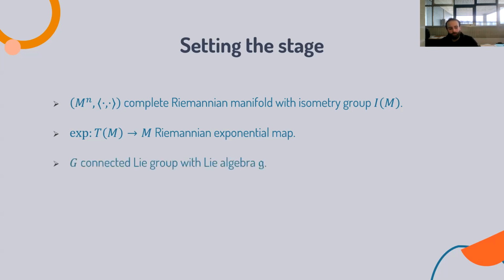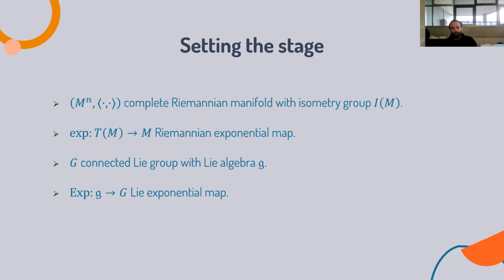We will also be working with Lie groups, which we will also assume to be connected. And for a connected Lie group G, we will call Gothic G its Lie algebra. This is something that I'm going to do for every group. So if the group is denoted by some capital letter, then the Lie algebra is denoted by the same letter in Gothic. We also have the Lie exponential map defined for the Lie group. And as I said before, just to distinguish it from the Riemannian case, this exponential map will be denoted with a capital E in EXP.